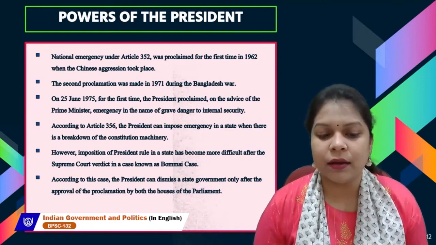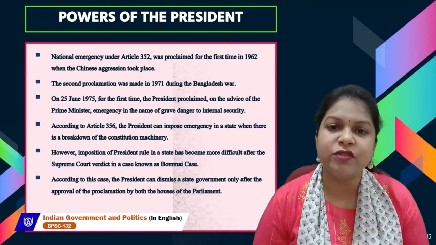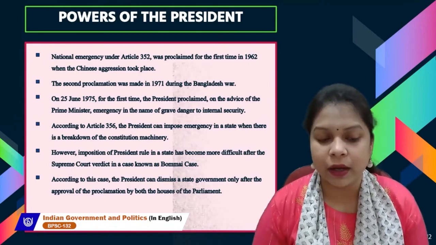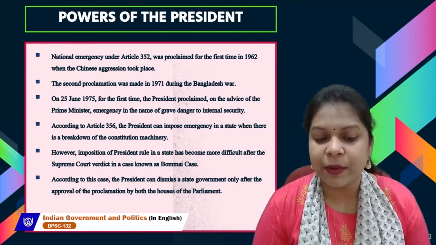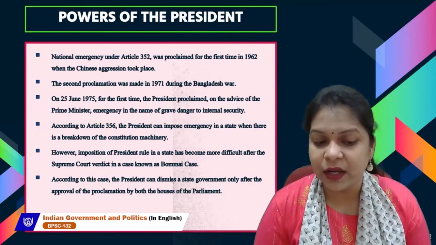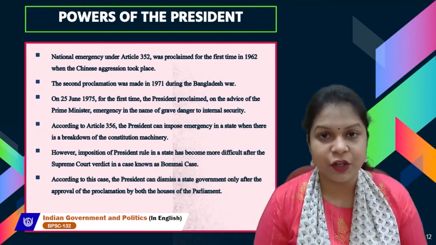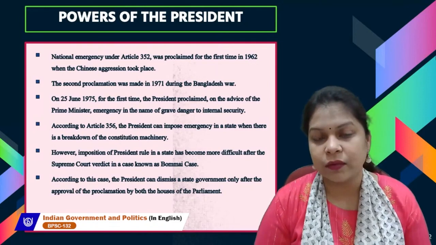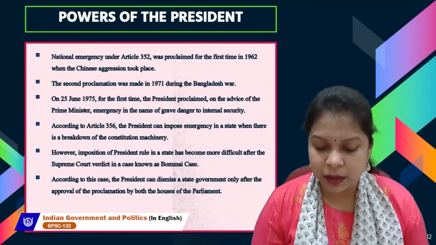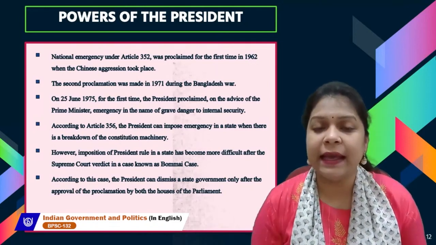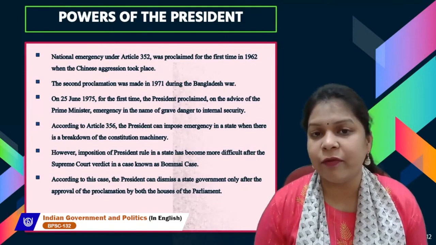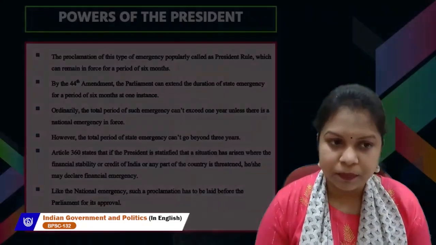According to that, the imposition of president's rule in any state became a little bit difficult. According to this case, the president can dismiss a state government only after the approval of the proclamation by both the houses of the parliament. So this was a thing which has to be taken care of before imposing the president's rule.